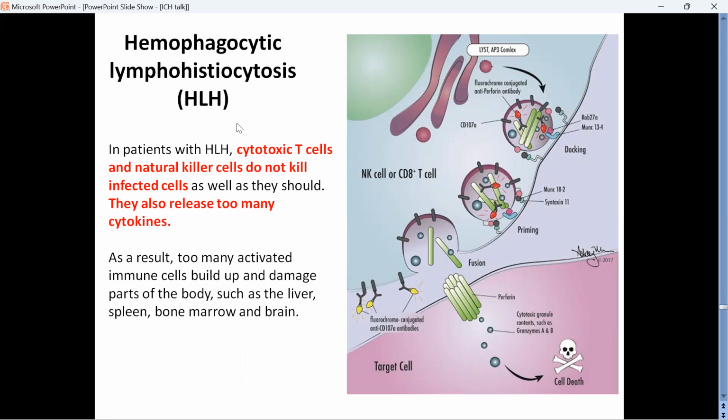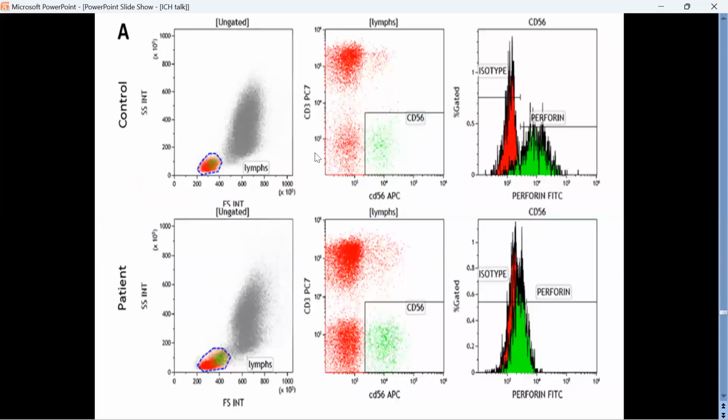Now, how flow cytometry helps in diagnosing these cases is by using the protein perforin. We can check by flow cytometry whether perforin is there in the cell or not, or we can check whether the perforin and granzyme, these cytotoxic granules, are effectively released outside, which is called the granule release assay. So by using these two techniques, we can diagnose HLH by flow cytometry, which I'll show you.